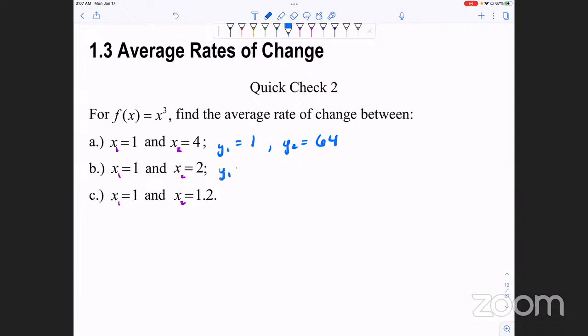Okay. So all the y1s are just 1. We probably should change the label of these y2s, but I think we can keep it straight. 2 cubed is 8. Now 1.2. 12 times 12 is 144. 144 times 12 is 1440 plus 288, which is 1728. So 1.2 cubed is 1.728.